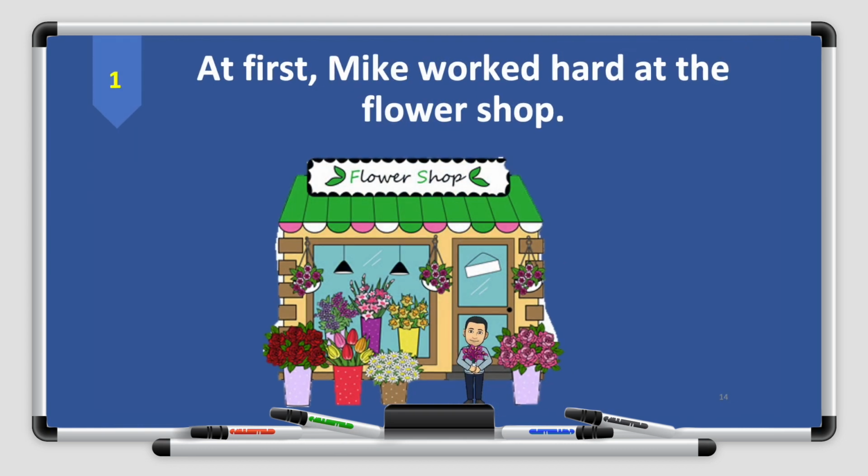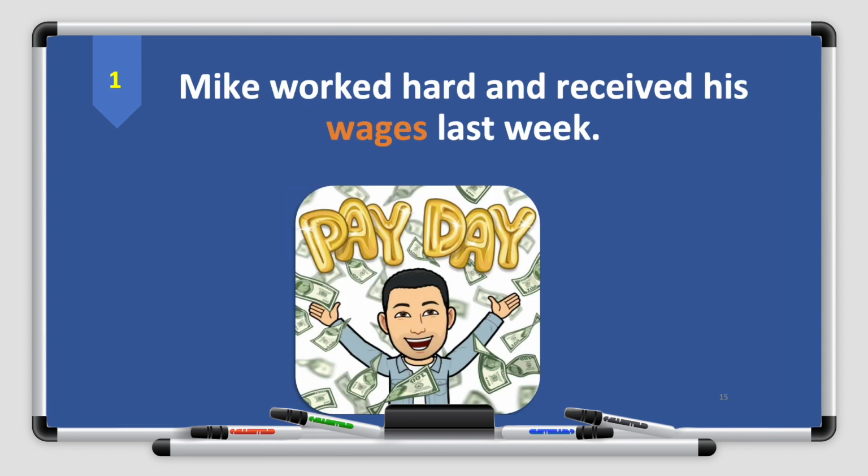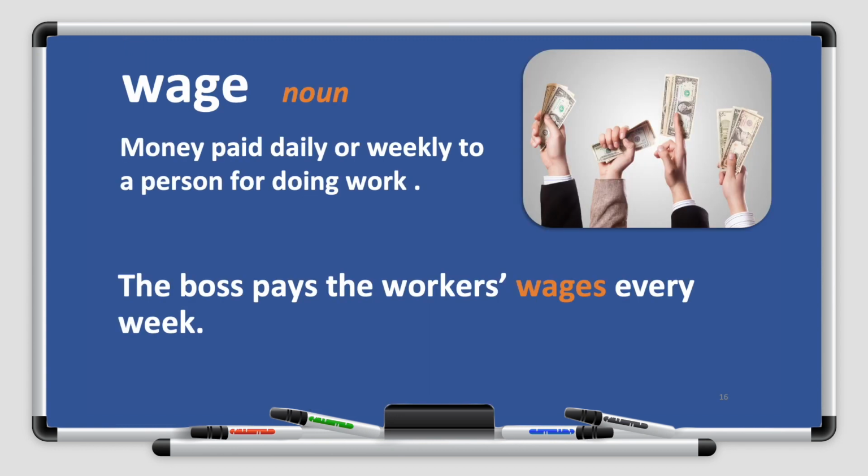At first, Mike worked hard at the flower shop. Mike worked hard and received his wages last week. Wage is a noun. Wage means money paid daily or weekly to a person for doing a certain work. The boss pays the workers' wages every week.